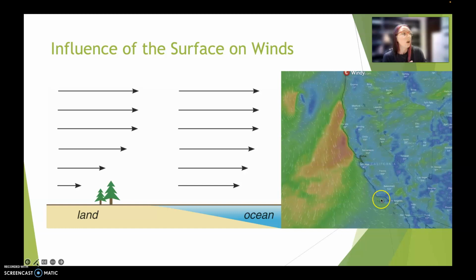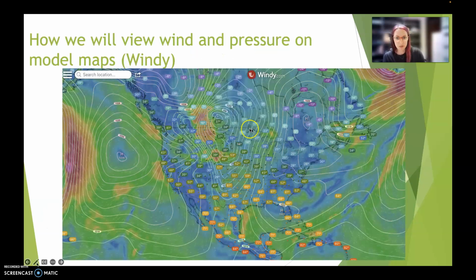So we're going to be viewing wind and pressure on maps using a really cool website called Windy, and this is what we see here. These lines of constant pressure, these isobars, are here on this graphic. And then the wind is overlaid on top of that. And then there's actually also temperature on here as well. So there's a whole lot of information here, all on one graphic.